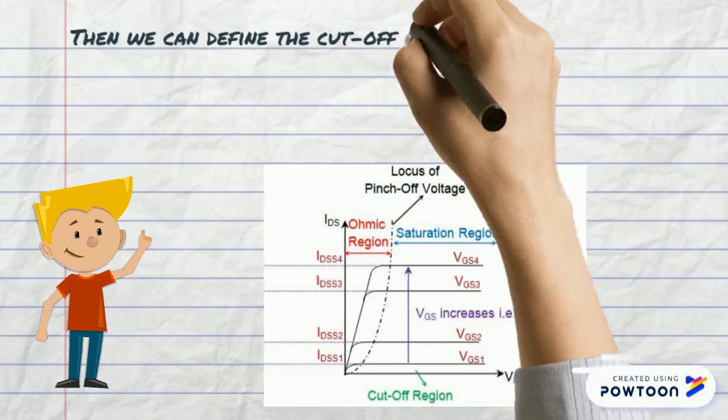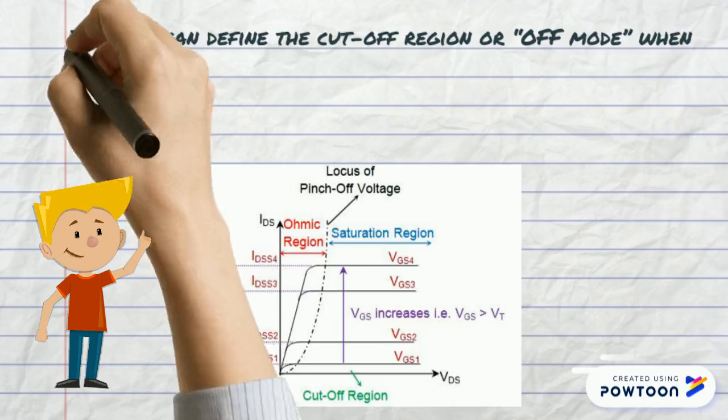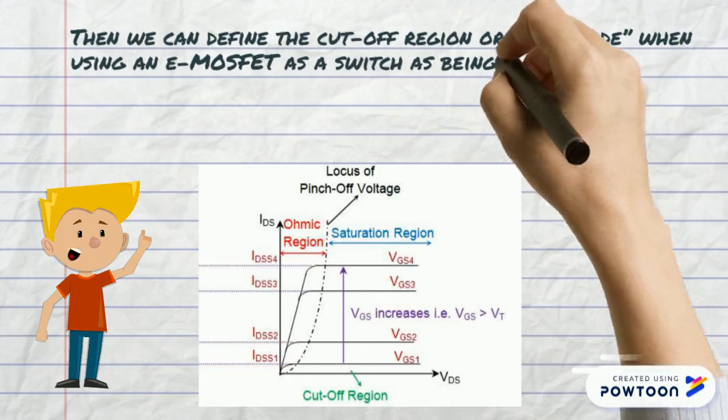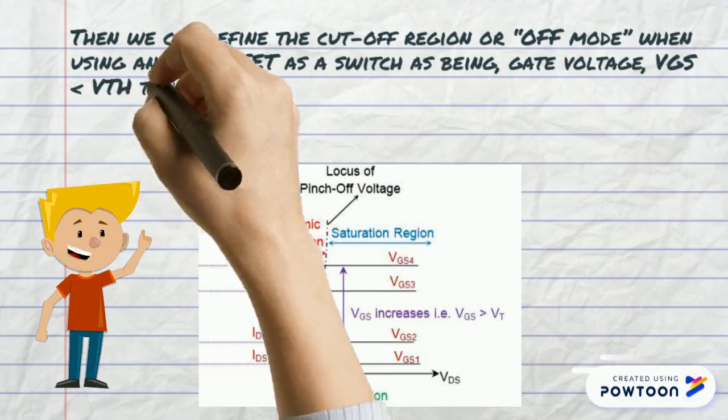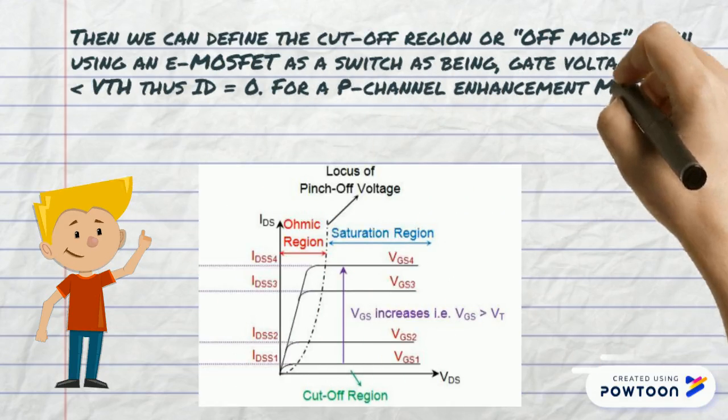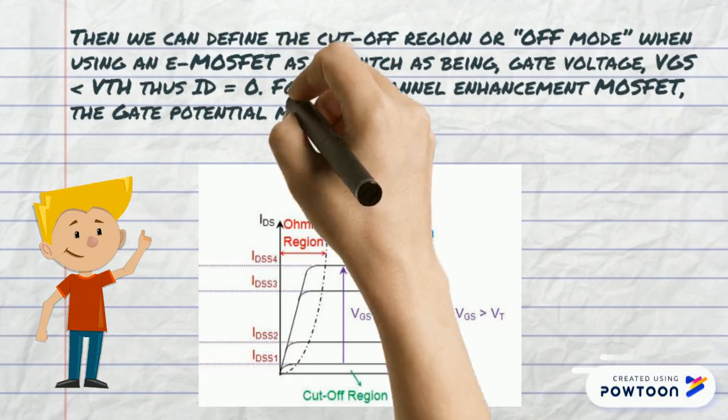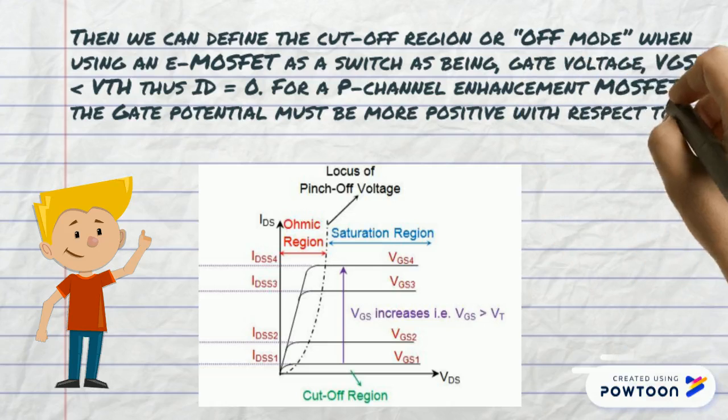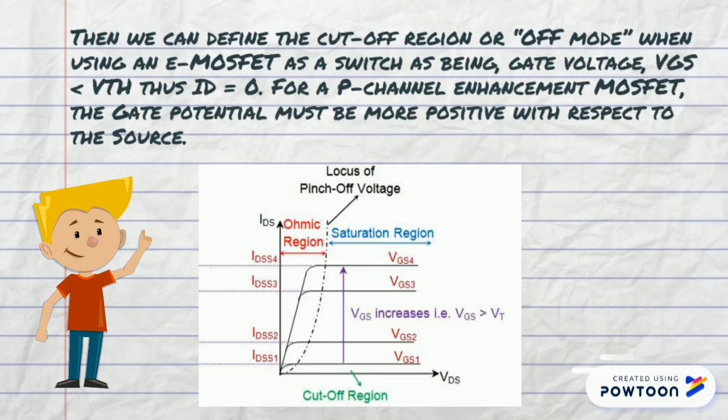Then, we can define a cut-off region or off mode when using an E-MOSFET as a switch, as VGS is less than VTH, thus ID is equal to 0. For a P-channel enhancement MOSFET, the gate potential must be more positive with respect to the source.